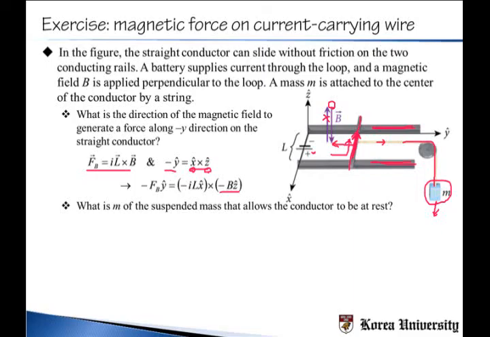The next question is, now the magnetic field will pull this bar to the left, and apparently the gravitational force will pull it to the right. We want a situation where this conductor will not be moving. So the question is, what is the mass of the suspended mass that allows the conductor to be at rest? In this situation, naturally, we have to find the balance of the forces. Therefore, the magnetic force, which is ILB, should be equal to the weight mg. So you can simplify that the mass m must be ILB divided by g. Okay.